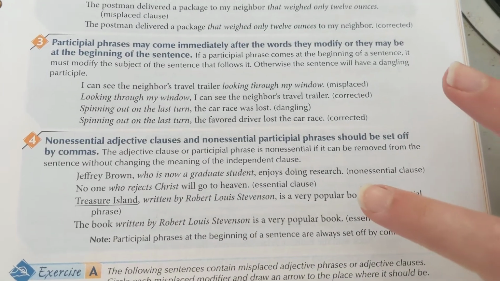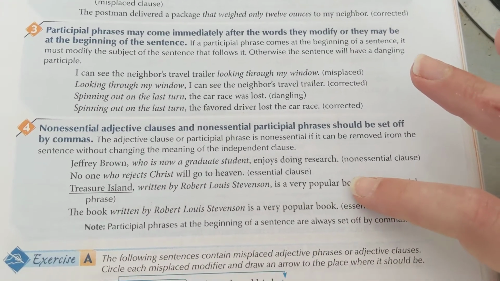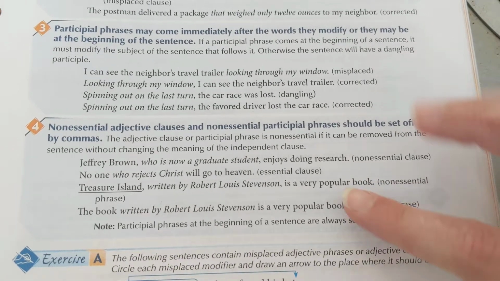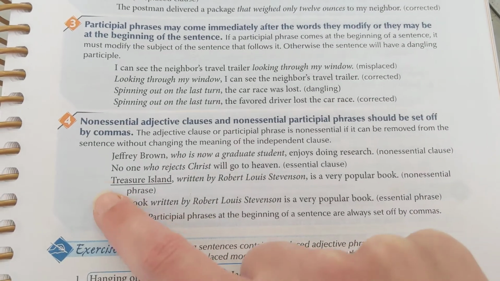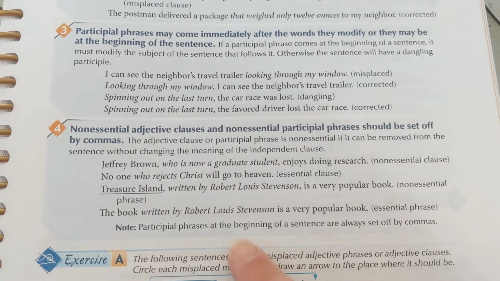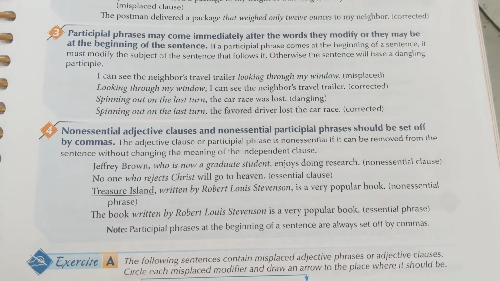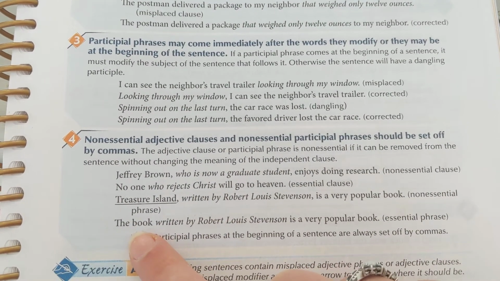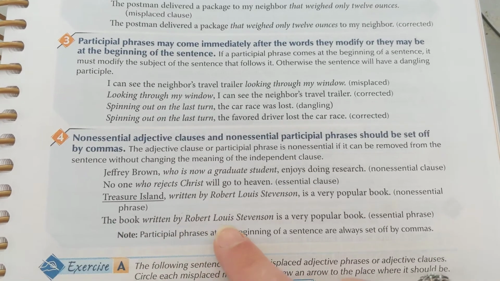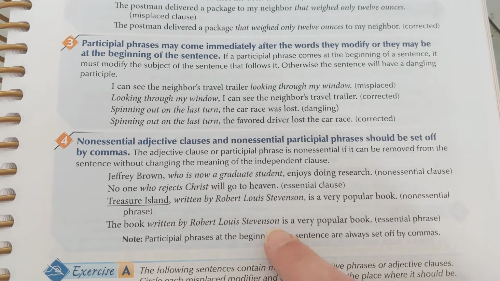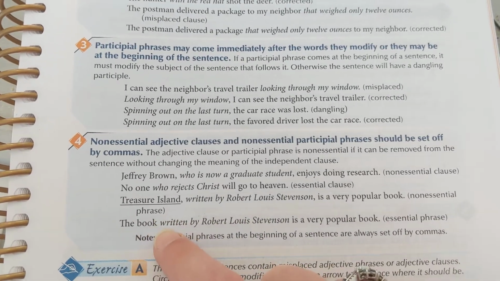Okay, so it's very similar to your 3rd example, except in this one, it took the title out of there and then left his name. So because the title is not there, is this now a required phrase, written by Robert Louis Stevenson? Yes, we have to have that in there now that we don't have the title of the book. So the book written by Robert Louis Stevenson is a very popular book, so that has to be there, so you do not set that off by commas.